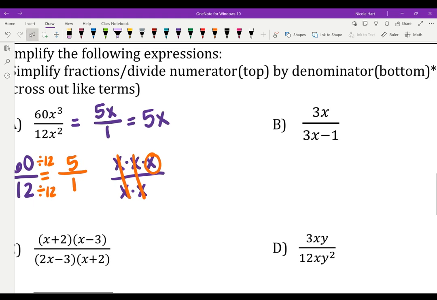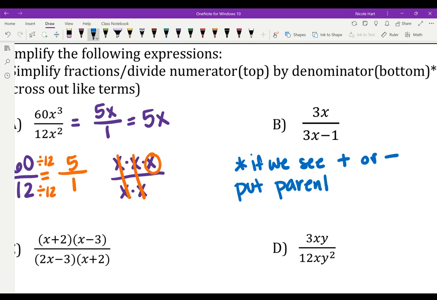Looking at example B, one thing I want to note is if we see addition or subtraction, put parentheses around it. So I'm going to put parentheses around this entire expression that has addition or subtraction. Those are locked in together. I cannot break those apart. I repeat, I cannot say, oh, 3x and 3x, boom, boom. Those do not cancel out.